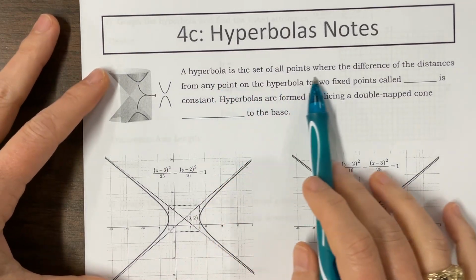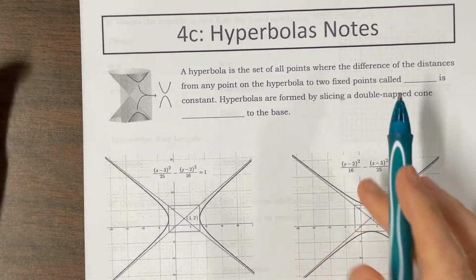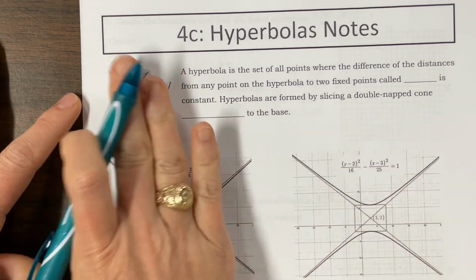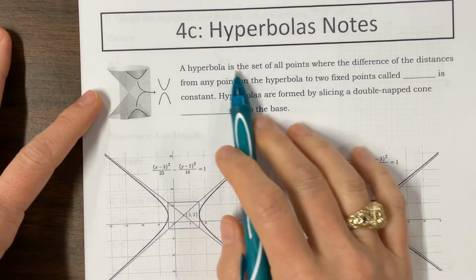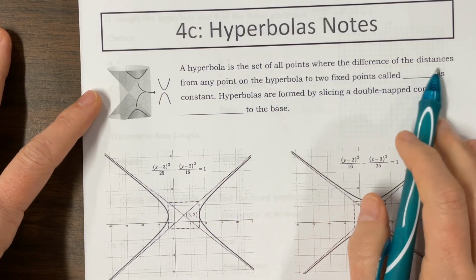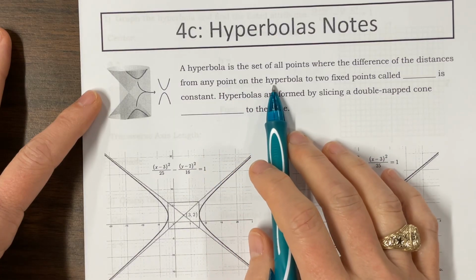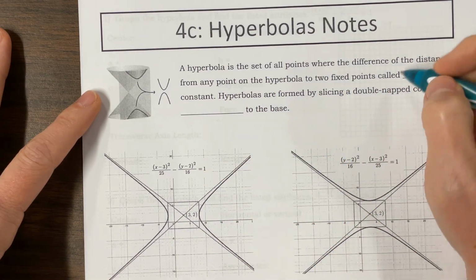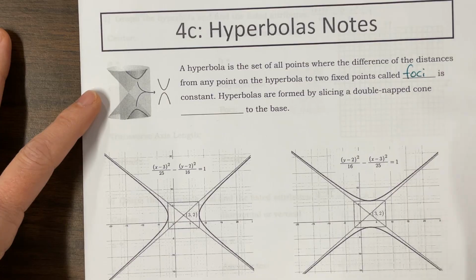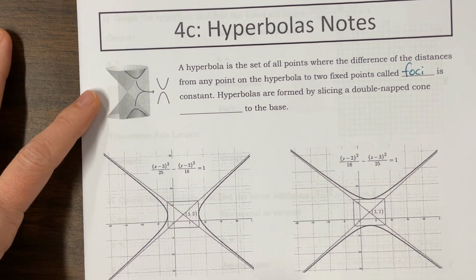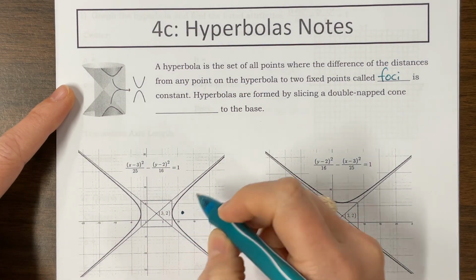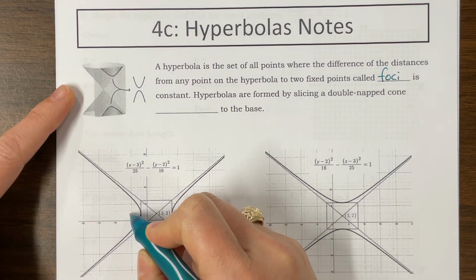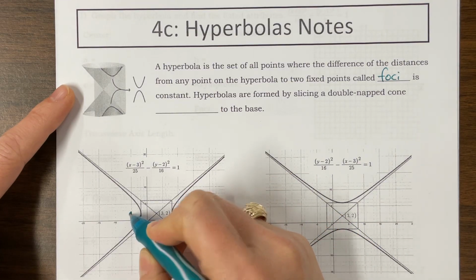So a hyperbola can be described by slicing a cone, but also in terms of distance. A hyperbola is a set of all points where the difference of the distances from any point on the hyperbola to two fixed points, called foci, that's the plural of a focus, is constant. In our hyperbola, we'll have a point over here that's the focus, and another point over here that's the other focus.